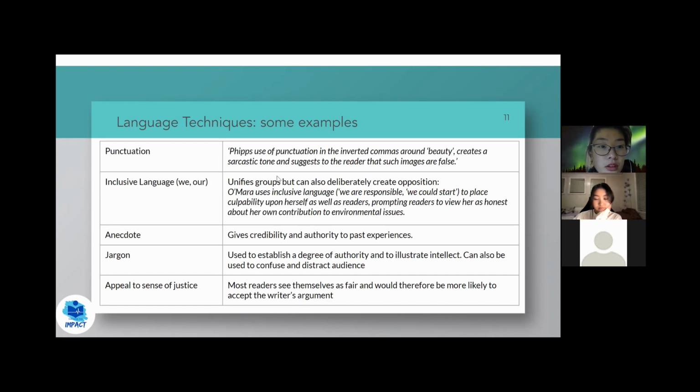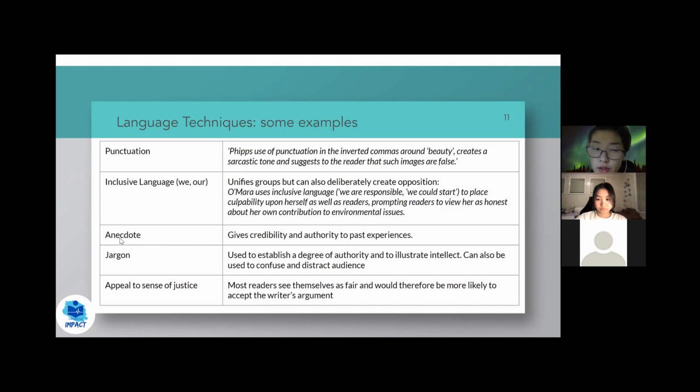And then we've got inclusive language, and a typical intended effect of using inclusive language is that it serves to unify a group, but it can also create that opposition. So it's like us versus them, perhaps. So we've got the author using inclusive language to place culpability upon herself as well as readers, prompting readers to view her as honest about her own contribution to environmental issues. Yeah, so we want to side with the author.